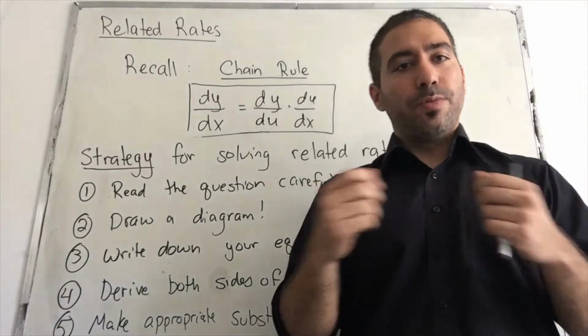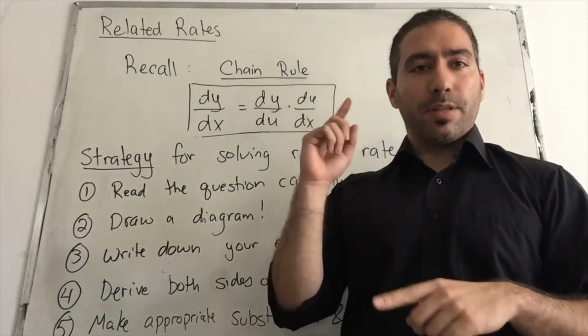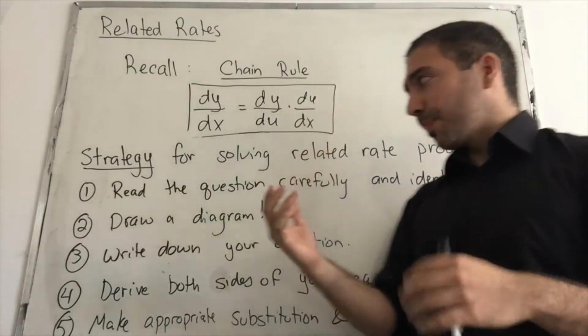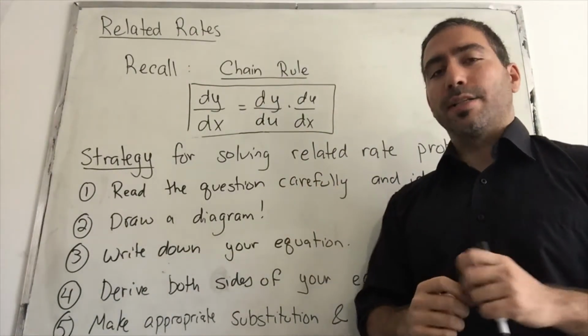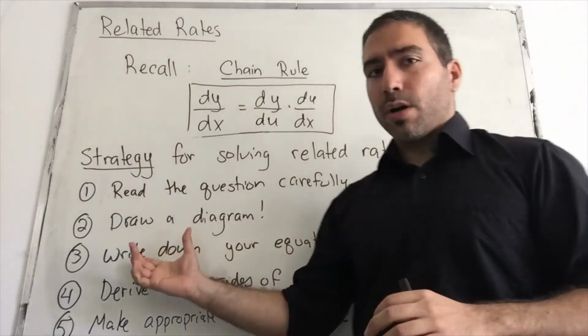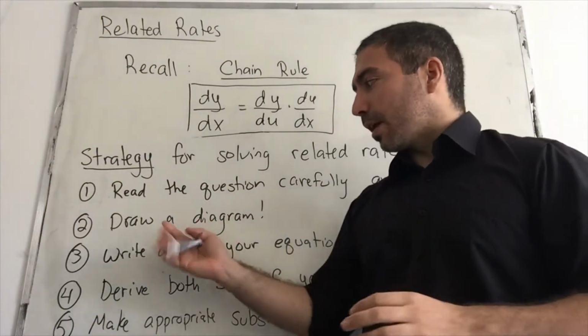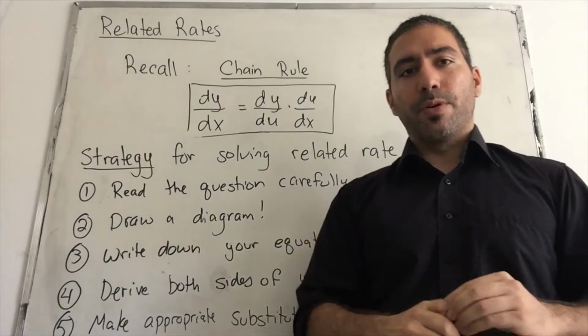Is the object moving in the x direction? Is it stable or fixed in the y direction? So on and so forth. Identify the variable, what's given in the problem, what is the question asking for. Step 2, draw a diagram. Take the time to draw a diagram. I think it's super important and helps in the problem.